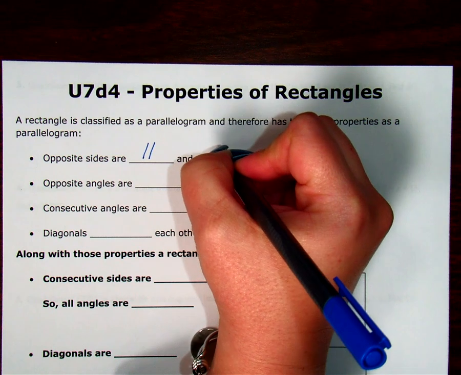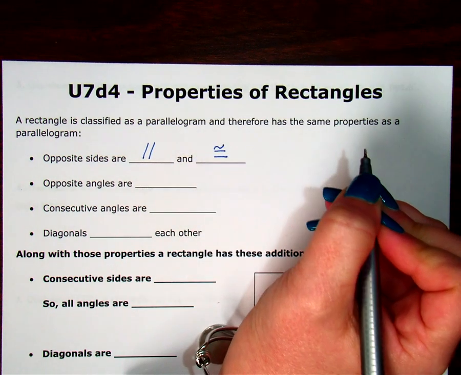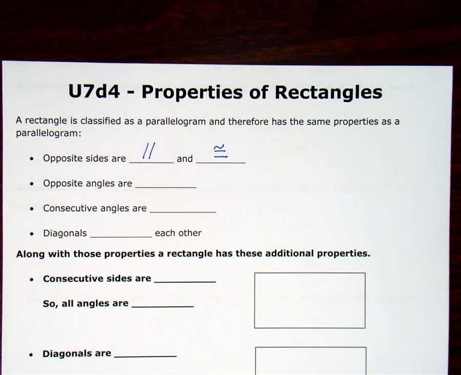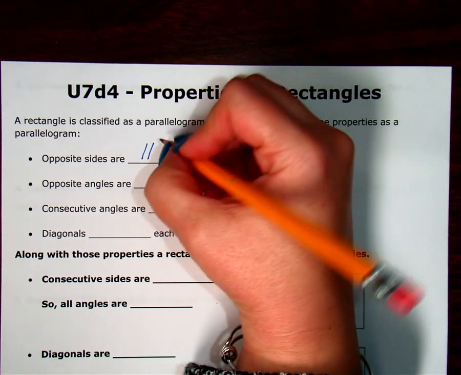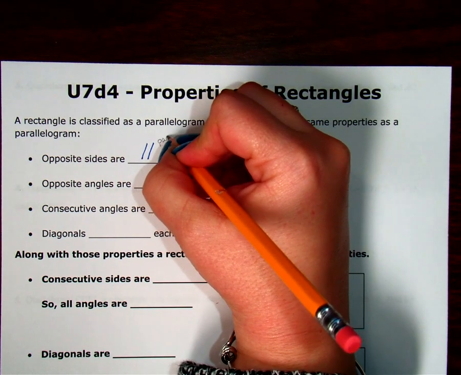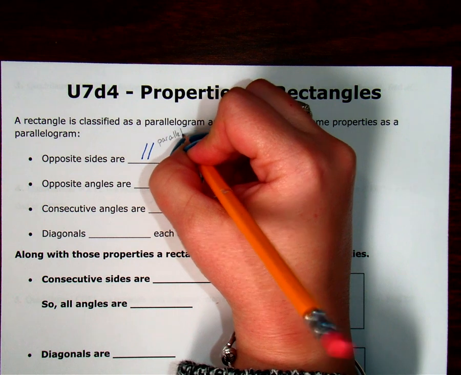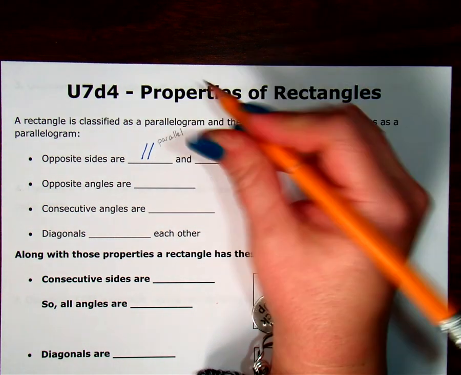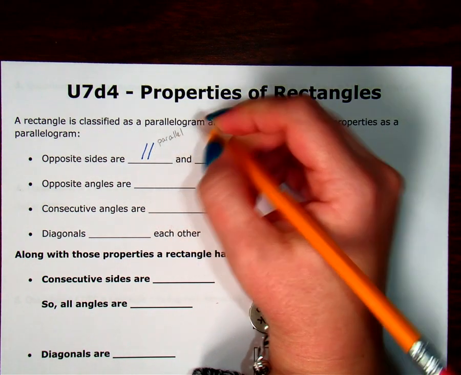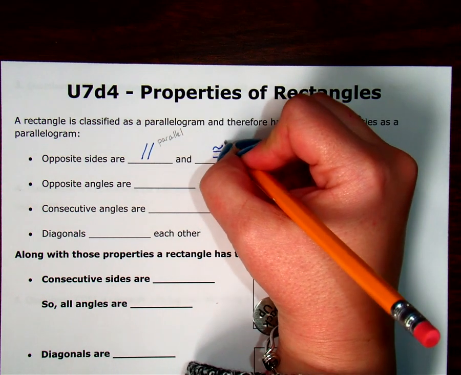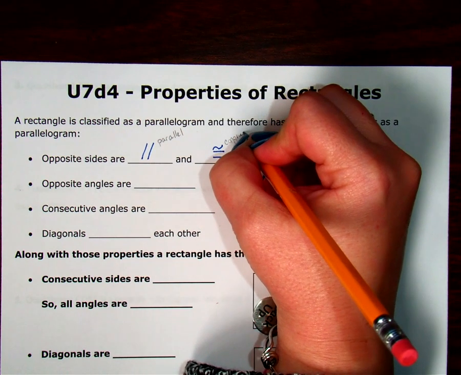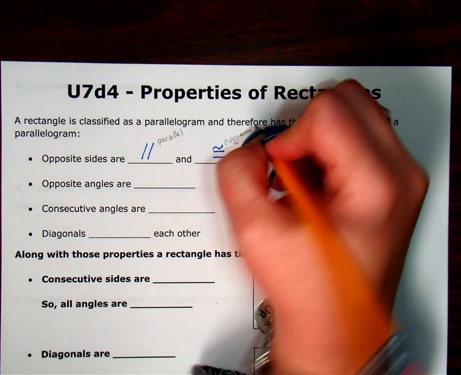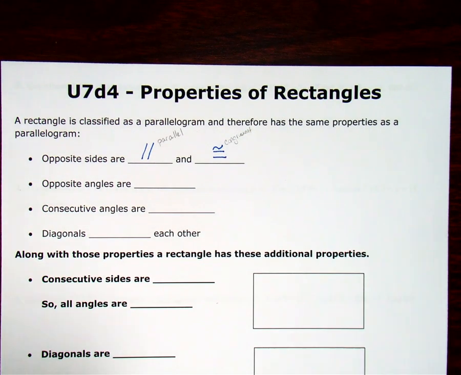And again, if you don't know what these symbols mean, make sure you're also writing down the words. If you are filling in your own notes and you don't know that the symbol means parallel, write it next to the symbol. Put both of them so that you can start learning that symbol. And then congruent. So when I have a rectangle, my opposite sides equal each other and they are parallel to each other.